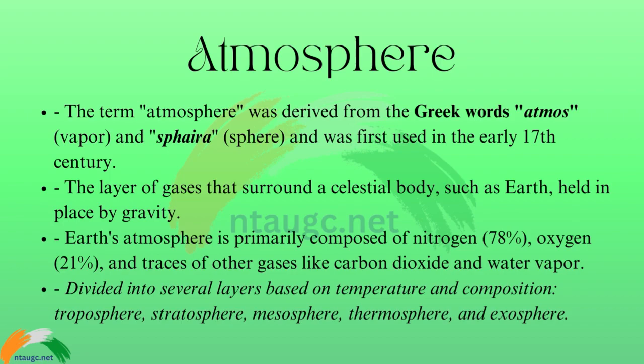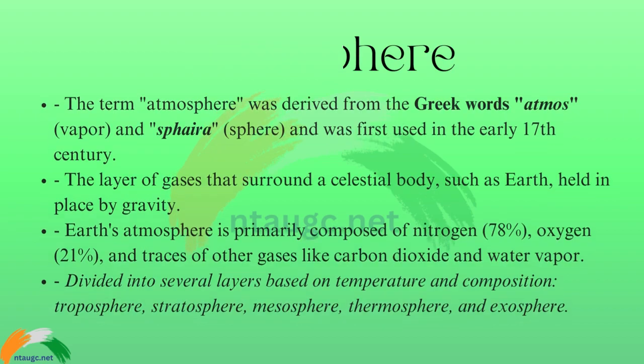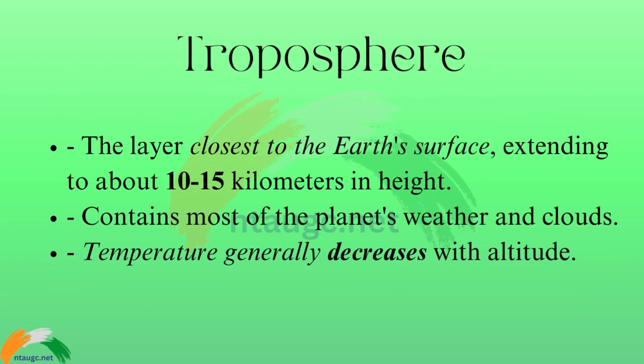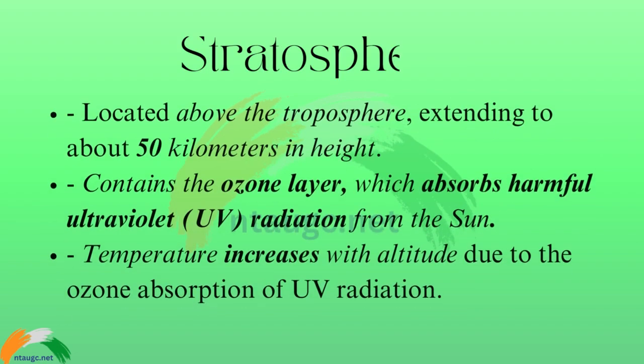Troposphere, stratosphere, mesosphere, thermosphere, and exosphere. Troposphere: the layer closest to the Earth's surface, extending to about 10-15 kilometers in height, contains most of the planet's weather and clouds. Temperature generally decreases with altitude.